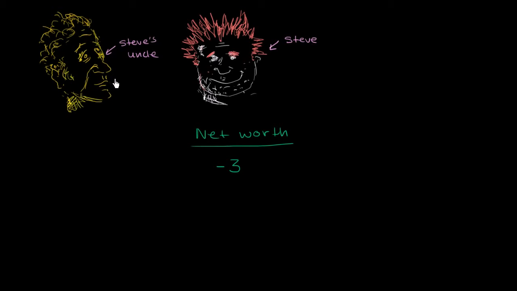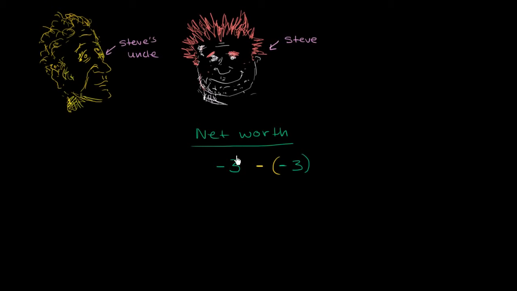Steve's uncle cares about Steve and feels bad that he doesn't even have a 0 net worth. He has a negative net worth. And so Steve's uncle wants to at least take away some of this pain. He at least wants to get Steve back to a neutral net worth, a 0 net worth. And so he decides to take away Steve's negative net worth. So he wants to take away that -3.